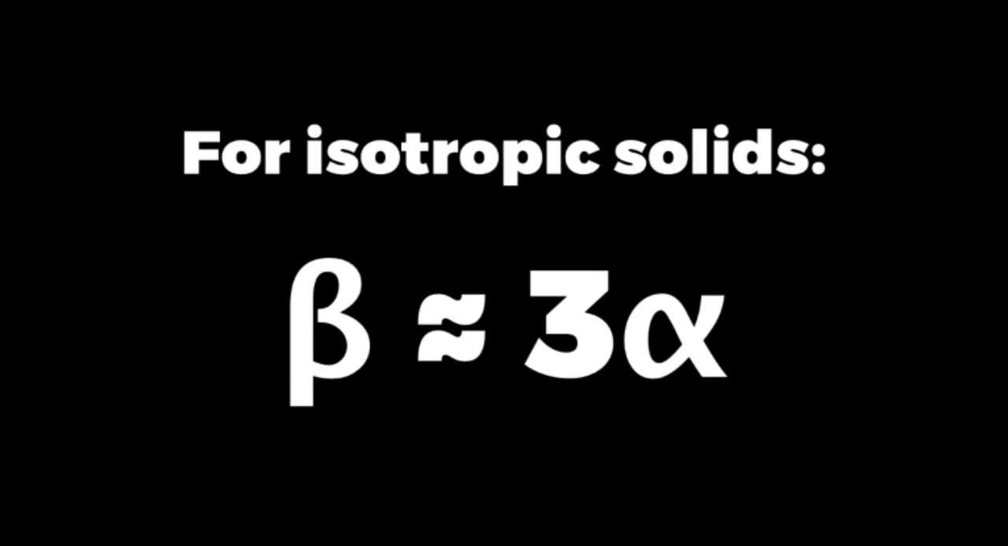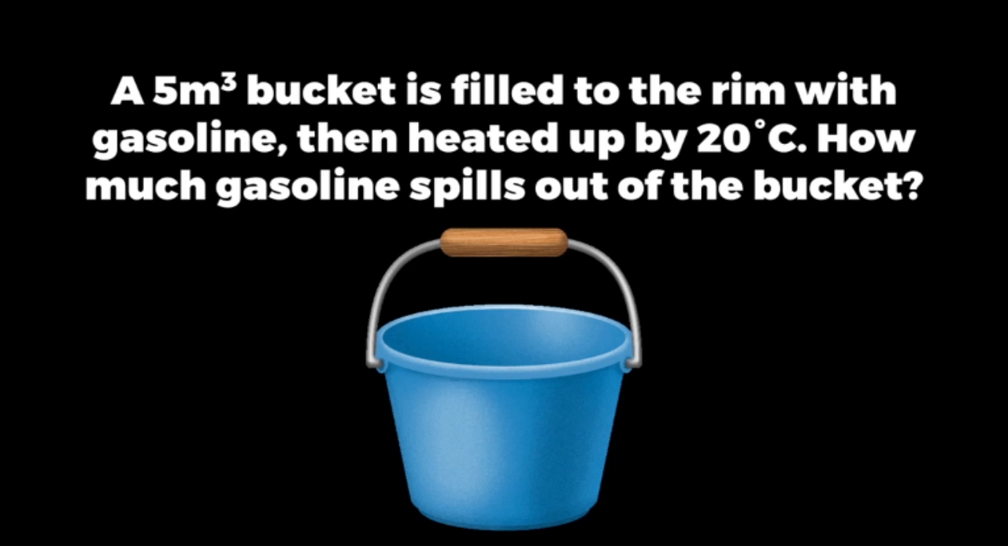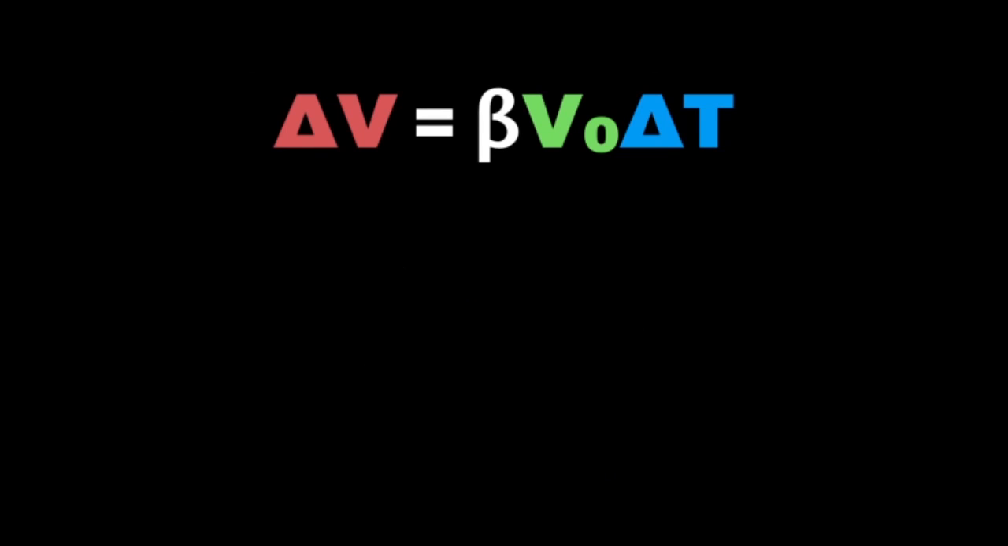Now we're going to go over an example problem. Suppose we had a 5 meter cubed bucket and we fill that to the rim with gasoline, and then we heat up the gasoline by 20 degrees Celsius. How much gasoline will end up spilling out of the bucket? Well, since we're talking about volumes, we need to bring up the formula for volumetric thermal expansion. Delta V equals beta V0 delta T.